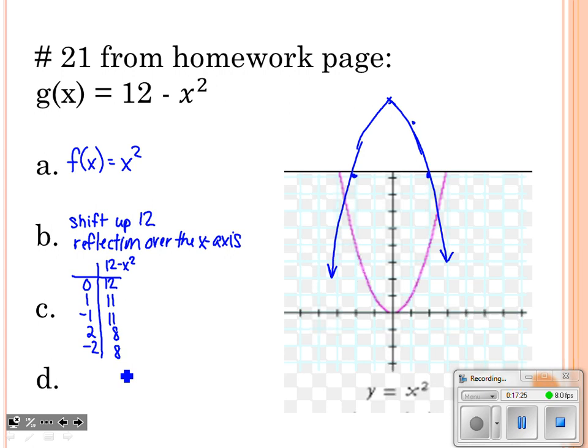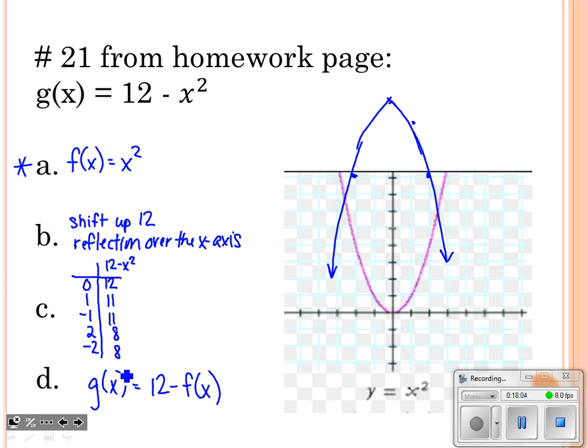Letter D says to use function notation to write g in terms of f. Well, that's not really a huge deal. Using letter A here, we know that f of x is equal to x squared, right? So if we're going to rewrite this in terms of f, I no longer want the x squared piece in there. I want the f chunk in there instead. So rewriting g of x in terms of f just looks like this. It's a substitution. Substitute out the x squared parent function for the f of x function notation. That finishes off part 2.